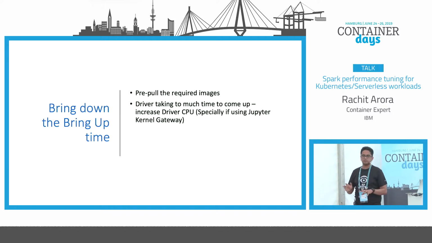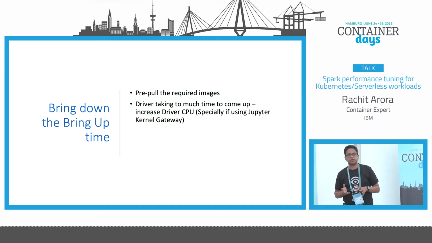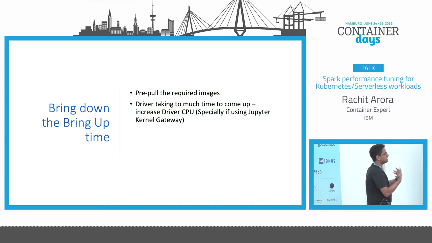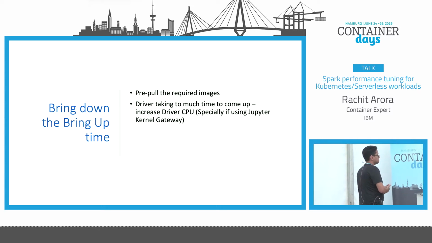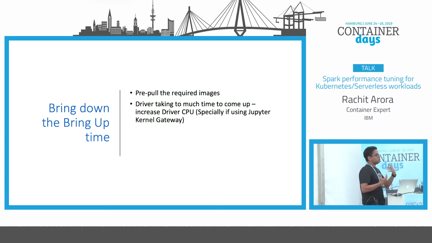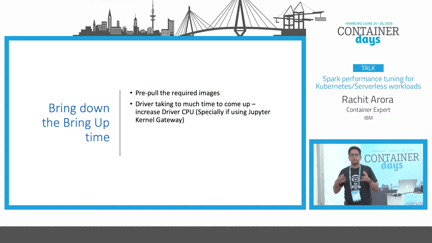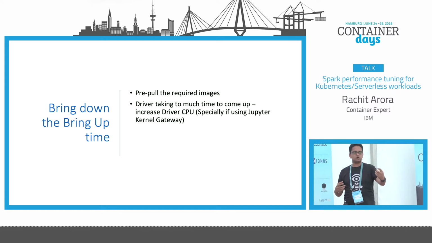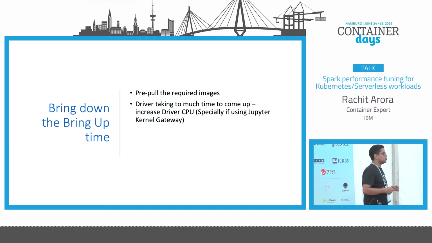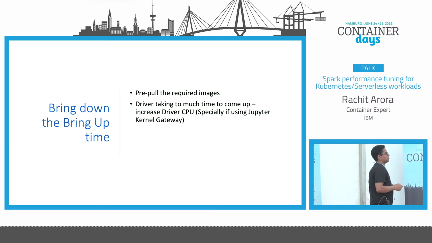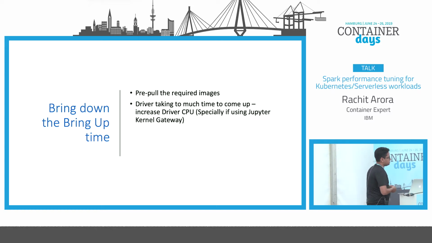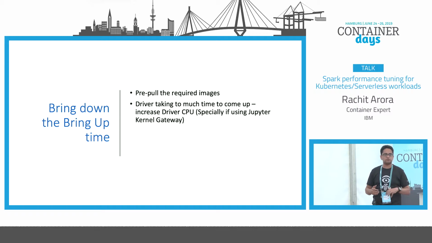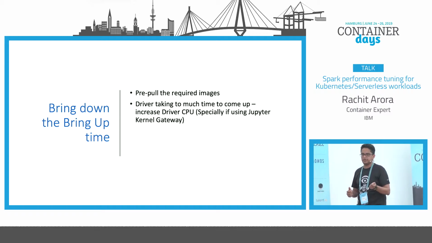So what are the points you need to take care of when you are running a Spark-like application or any clustered application on Kubernetes? The first thing is that you want to bring down the bring-up time of such applications. When you are trying to run a Spark job, you expect that it should get running immediately on the Kubernetes infrastructure, and you don't have to wait too long for that job to go into running state.